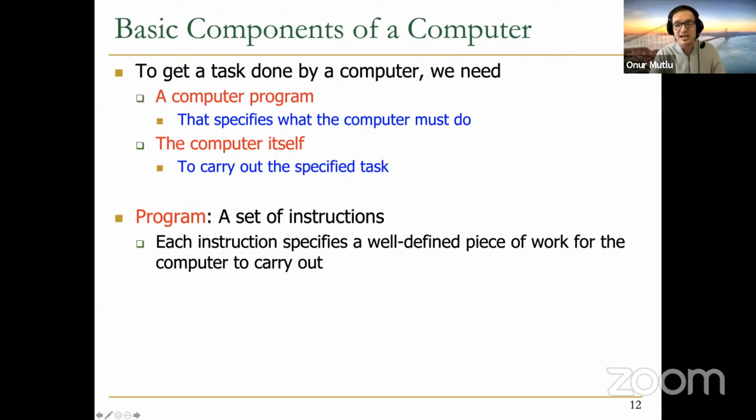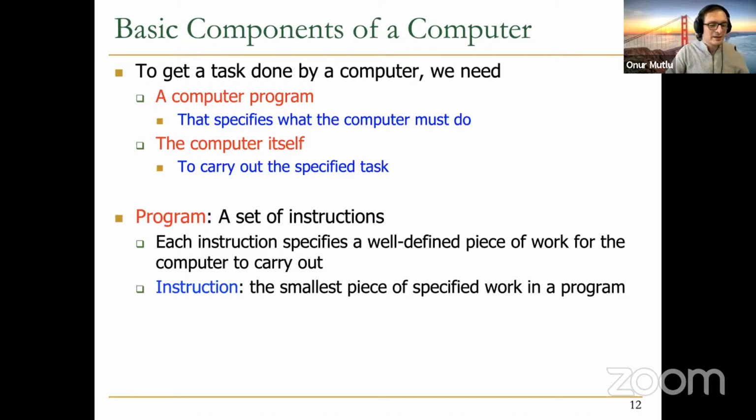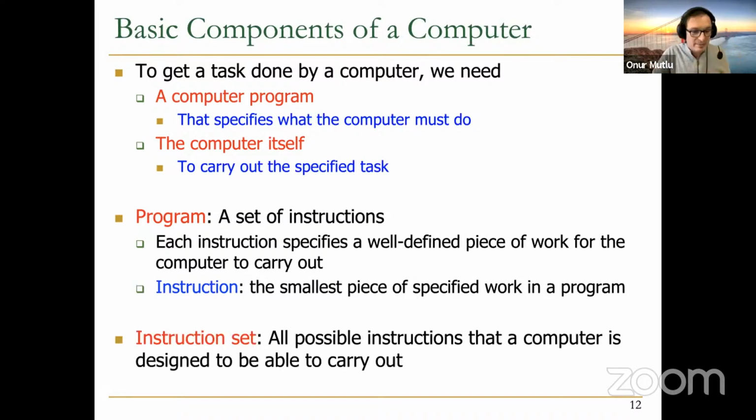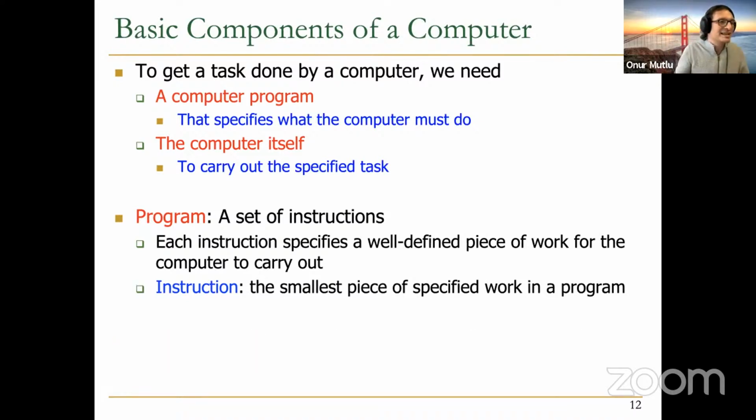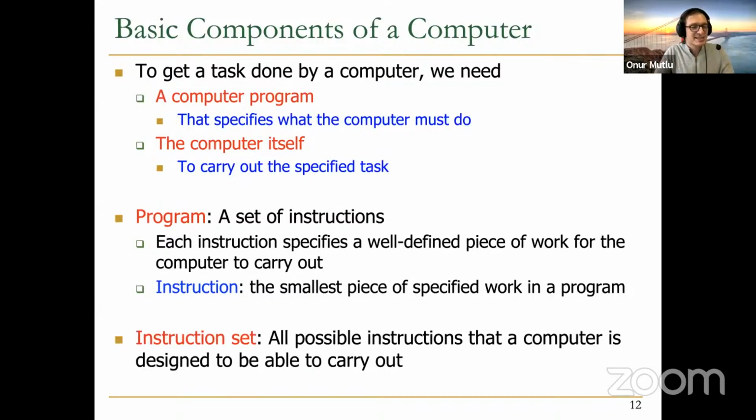This is essentially the instruction at the hardware-software interface, and we will see many of these instructions today and tomorrow. So what is an instruction? A definition of an instruction is that it is the smallest piece of specified work in a program that the computer can carry out. An instruction set is the set of all instructions that a computer is designed to be able to carry out. These are all possible instructions. We're going to see the instruction sets more formally later on.